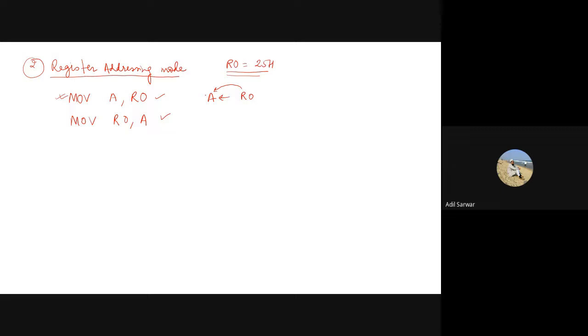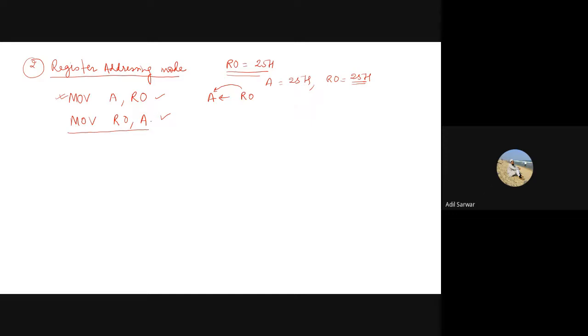So if R0 was having a value of say 25H initially before this instruction, then after this instruction A will have value 25H and R0 will have a value equal to, how much? 25H. Why? Because a copy-paste operation is being done. It is not cut-paste, it is copy-paste.